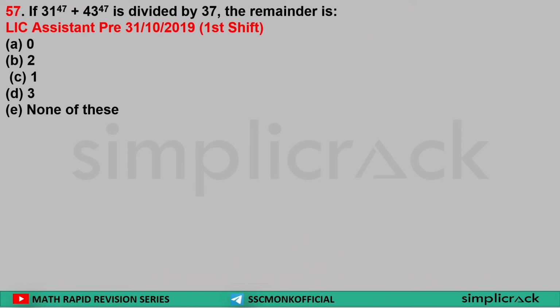Find the remainder. Now see, I'll tell you a logic here. It is written as a to the power n plus b to the power n, and n is odd. So it will be divisible by a plus b. Here a is 31, b is 43, a plus b is equal to 74. Sir, 74 is divisible by 37. Yes or no? Yes. So the remainder will be 0. Done. I do not need to do anything else over here.